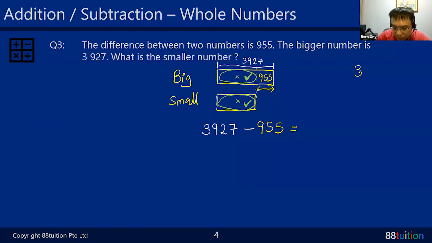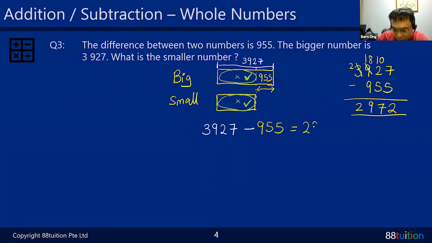So 3,927 less 955. What do you get? 7 minus 5 is a 2. 9 becomes 8. 12 minus 5, 2, 3, 4, 5 will give you a 7. 8 minus 9, borrow from here. 18 minus 9 is a 9. And 2,972 is your answer.